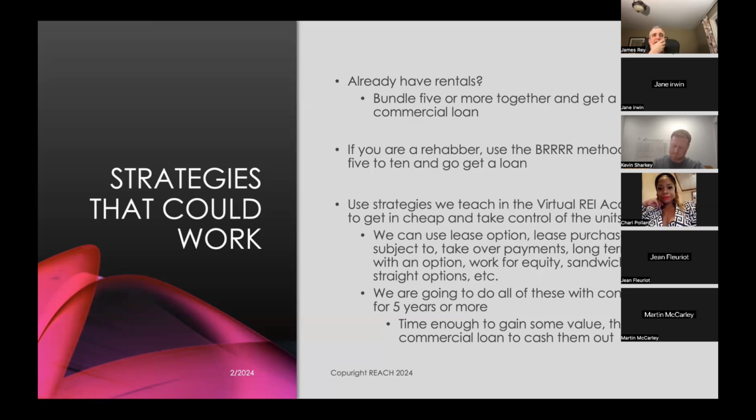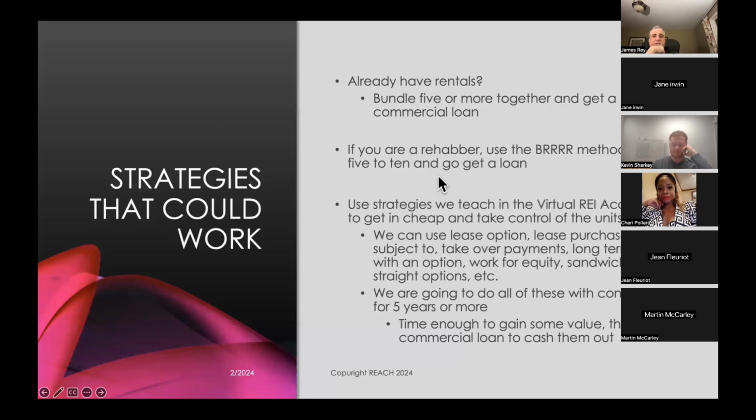There's a lot of ways to get ownership, if you will, or get control over a property outside of putting 25% down and getting a loan. And we teach all those obviously in the academy, but there's lots of strategies. So you may not have to wait to physically buy 5 properties to put them under a commercial loan, and you have to do it right, obviously, but that's available to you if that's what you want to do.